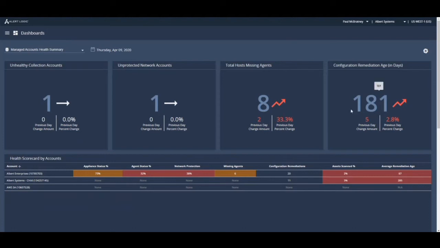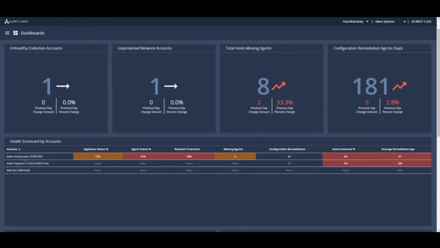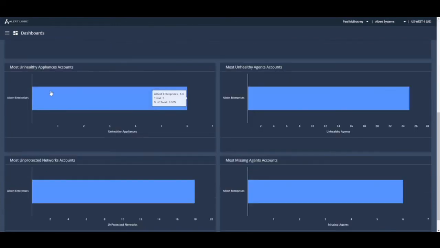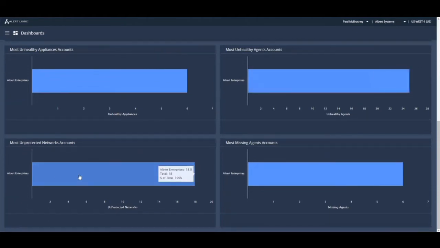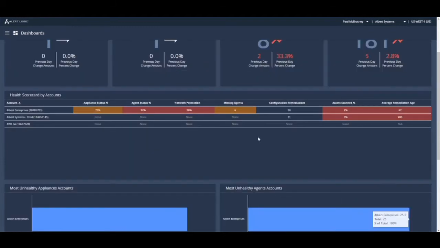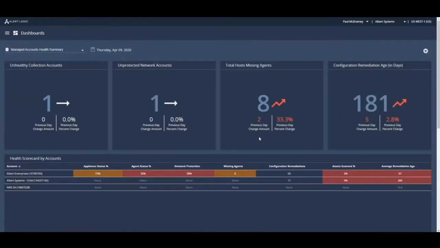And this is to help you understand how many days old your configuration issues are. Obviously, you want to drive that number down. We're going to come back to the health scorecard in just a moment, but this is to help you understand what accounts have the most unhealthy appliances, which have the most unhealthy agents, the most unprotected networks, the most missing agents. This is going to give you that quick overview so you understand how am I doing. Your security posture, again, is only as good as the implementation of your security tools.